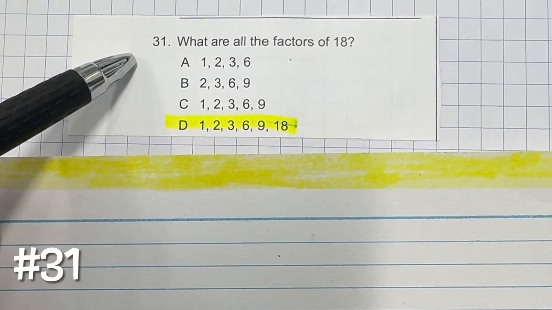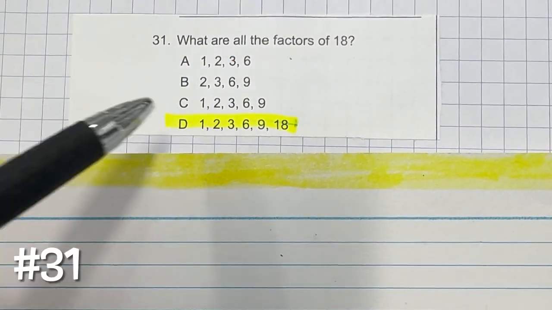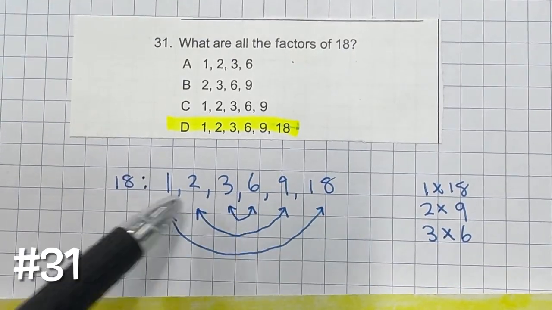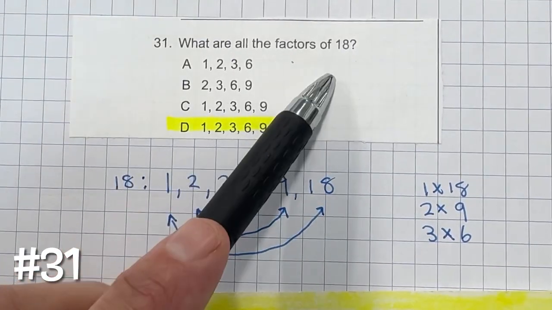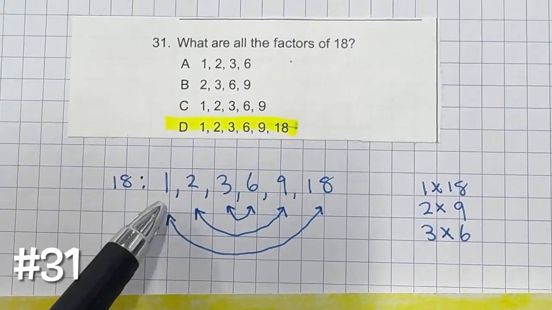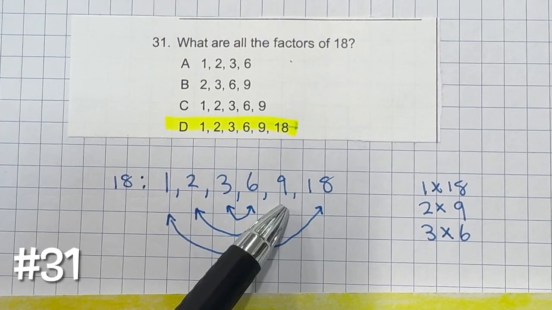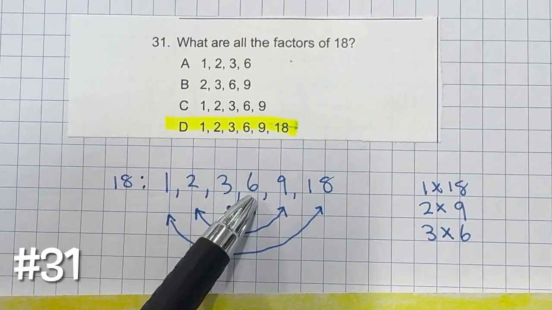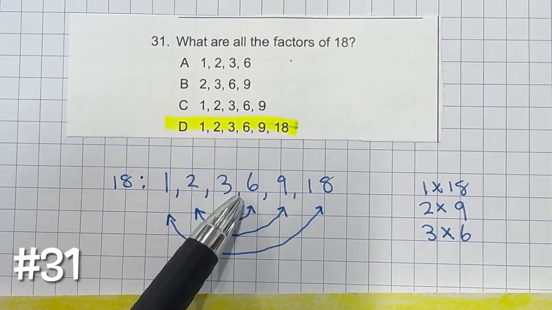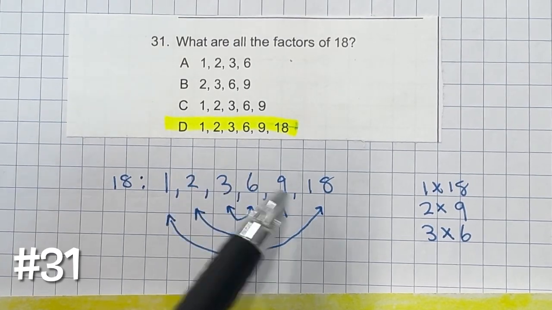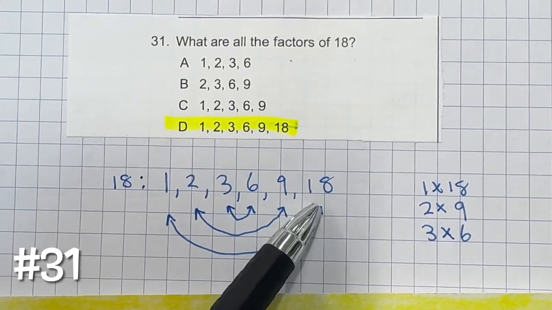31, what are all the factors of 18? So factors are numbers that, when two numbers are multiplied together, equal that number. So we have 1 multiplied by 18, 2 multiplied by 9 is 18, 3 multiplied by 6 is 18. There's not a number that 4 can multiply or 5 can multiply by to get 18. So these are the factors of 18.